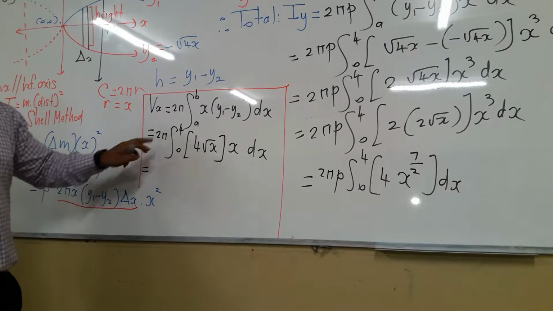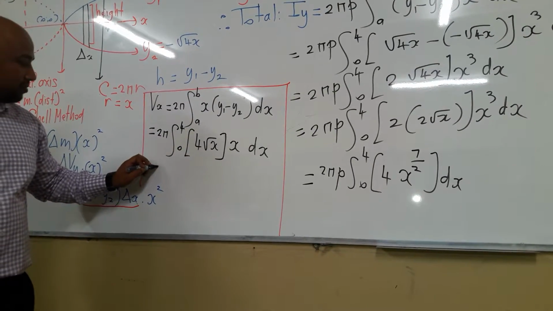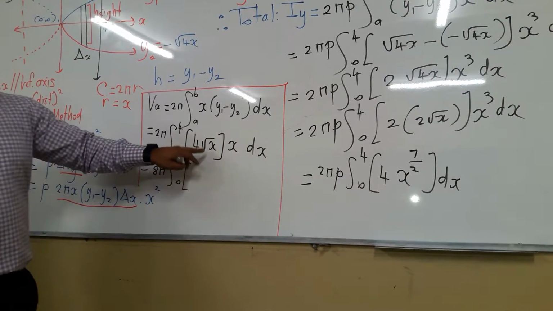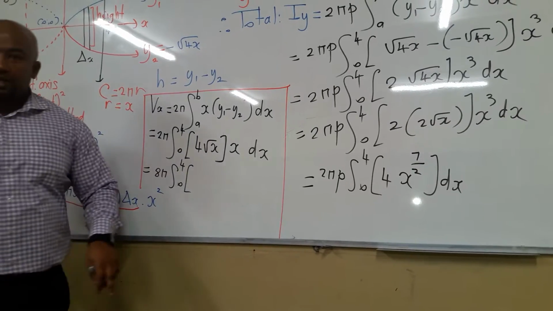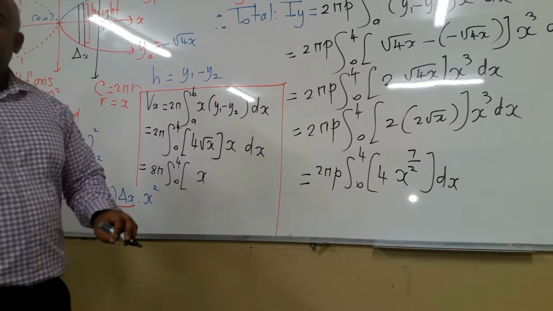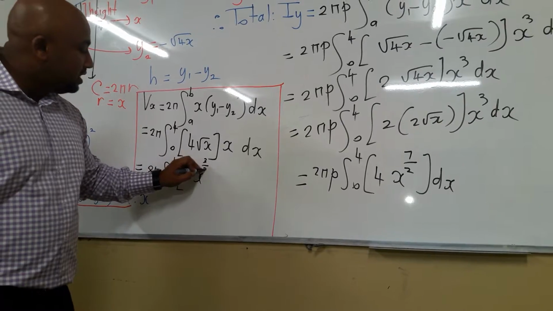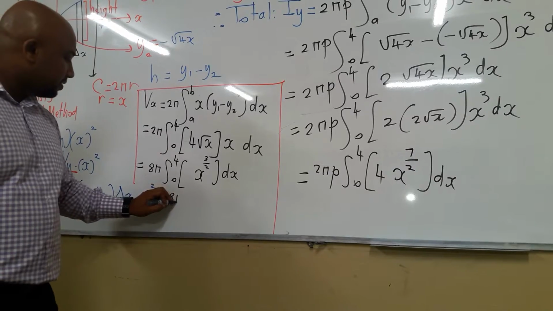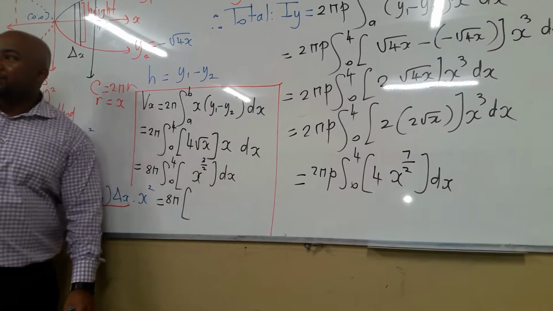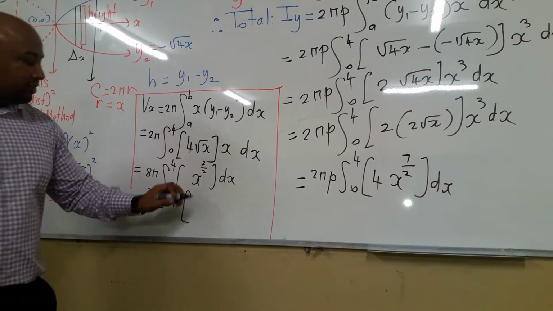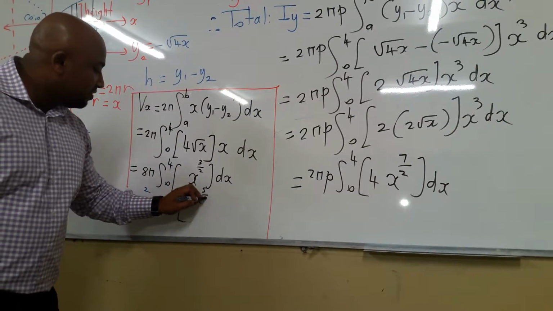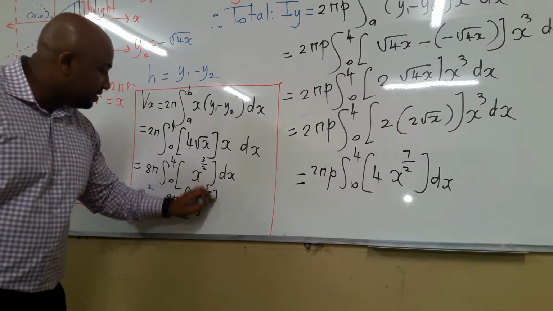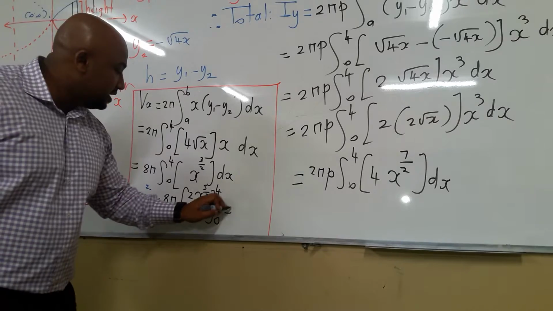So now 2 pi times 4, that will be 8 pi. That is my 4 and 0. X to the power half times x, that will be half plus 1, 1 and a half, which is 3 over 2. Integrate x to the power 3 over 2. 3 over 2 plus 1 will be 5 over 2. Divide by 5 over 2 is the same as 2 over 5. We are substituting 4 and 0.